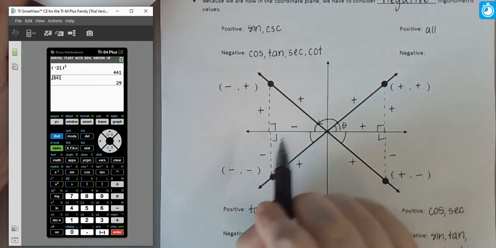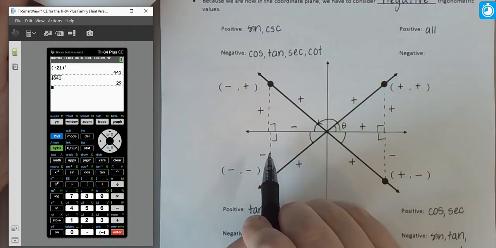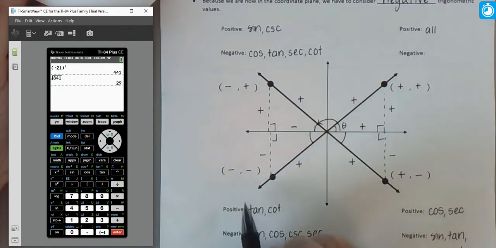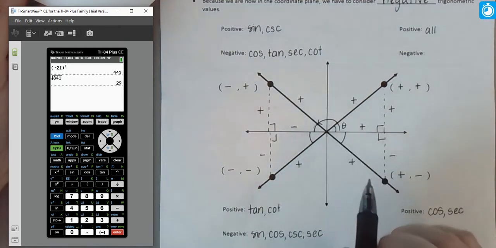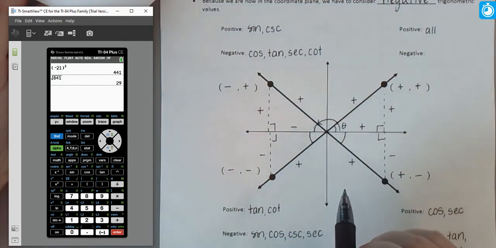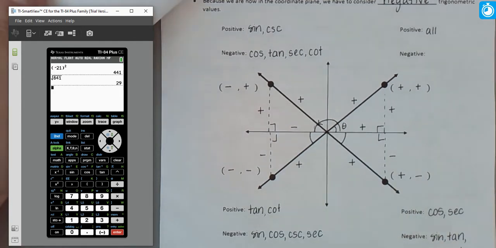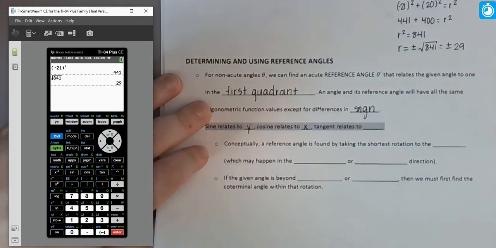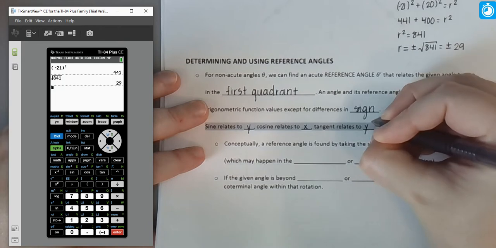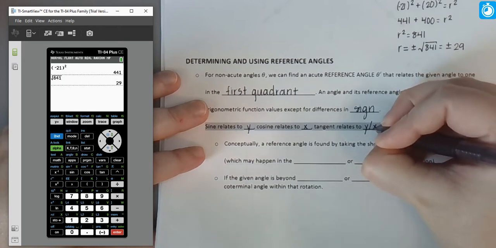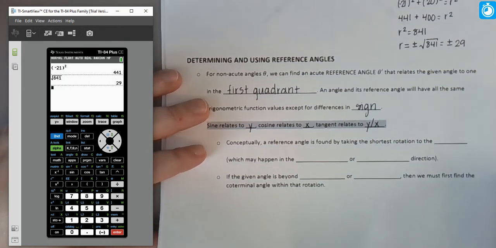Whenever they have the same sign, we know that the ratio for tangent is going to be positive. Whenever they have different signs, we know the ratio for tangent is going to be negative. So in order to determine what the sign is going to be for tangent, it's going to be dependent on both x and y. Are they the same or are they different? So tangent is going to be related to y over x.